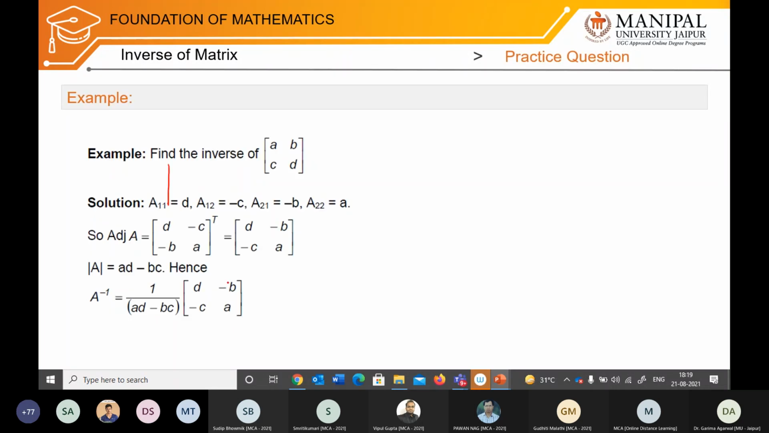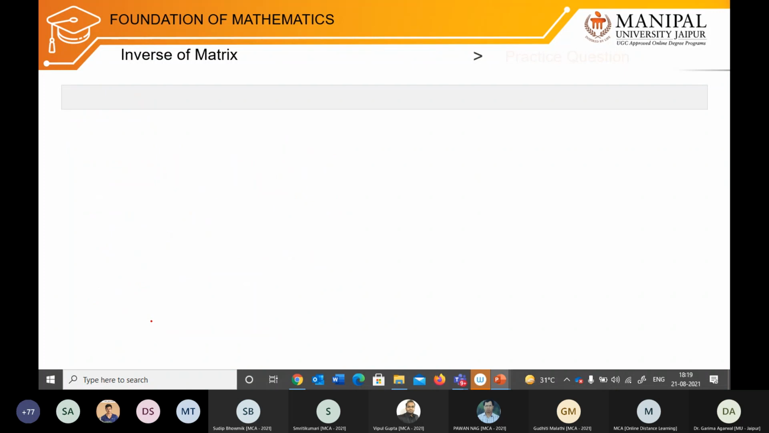For example, we need to find the inverse for this matrix, and this is a 2 cross 2 matrix only. We can easily find the inverse. What will be the inverse? First of all, we need to find the minors, that is A11. For A11 it is D. For A12 it is minus C. For A21 it is minus B, and A22 it is A, right? So we just substitute the values and then take the transpose. So this is the adjoint A, and determinant is AD minus BC. So A inverse is adjoint A upon determinant A, right?